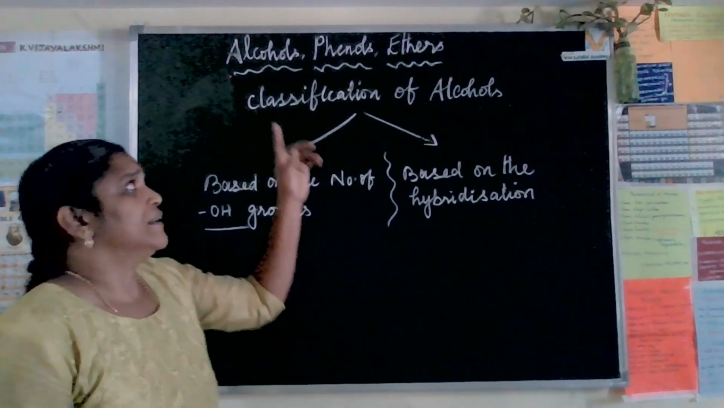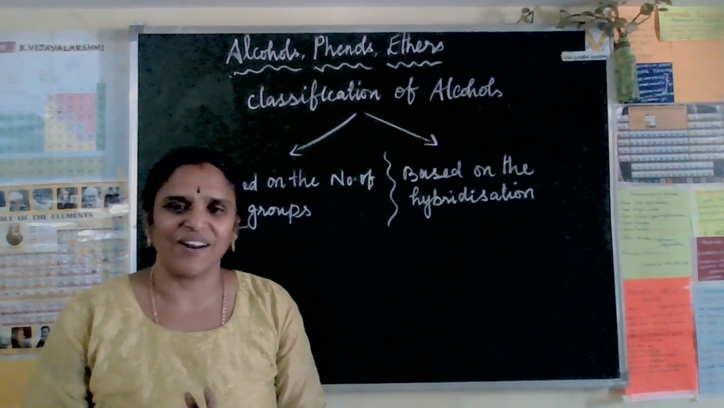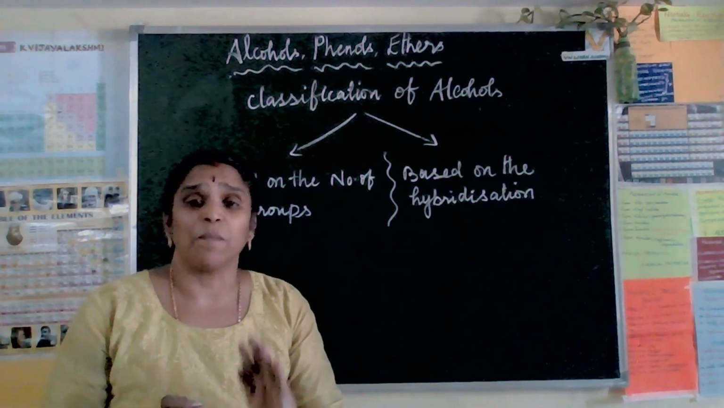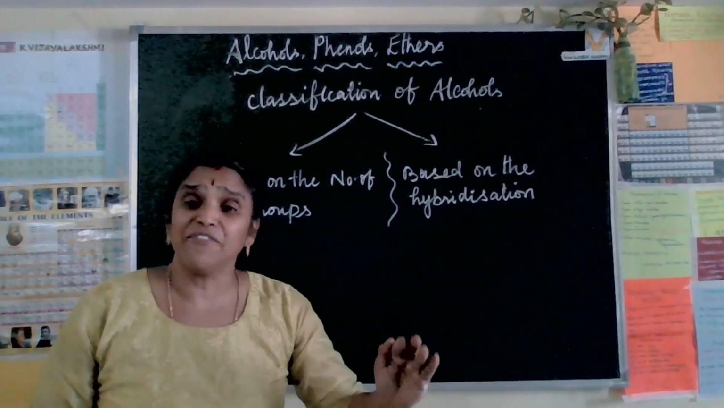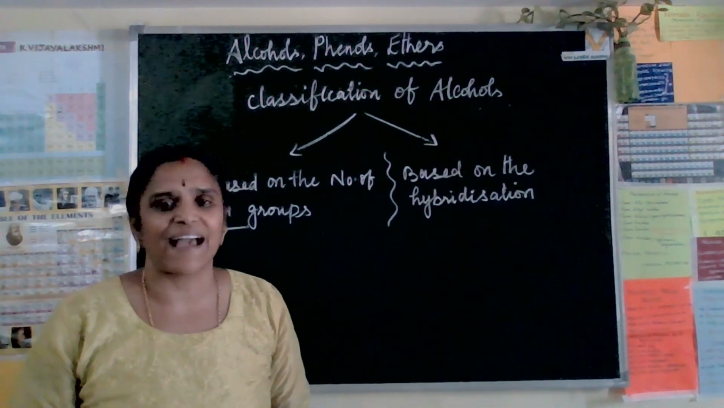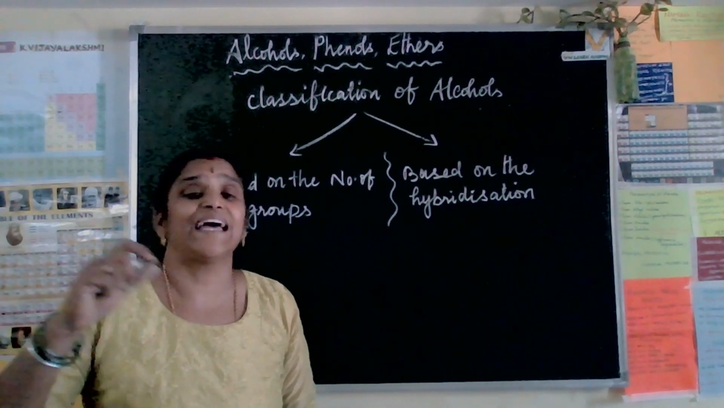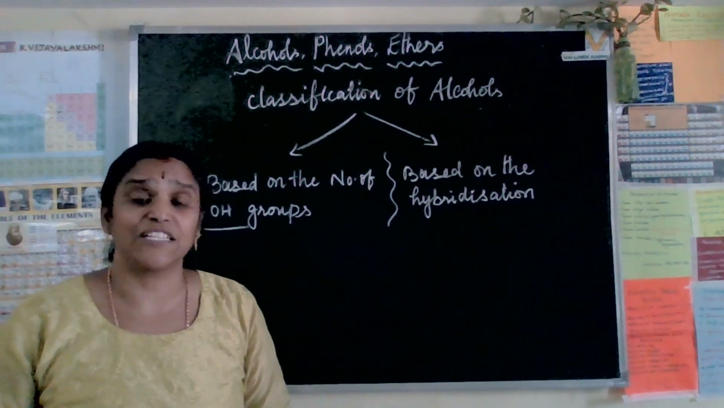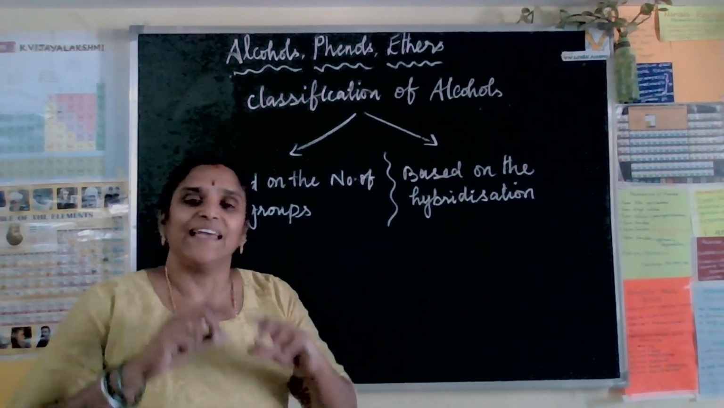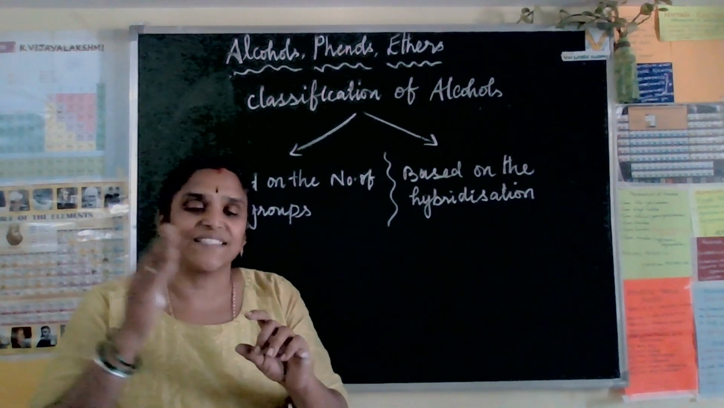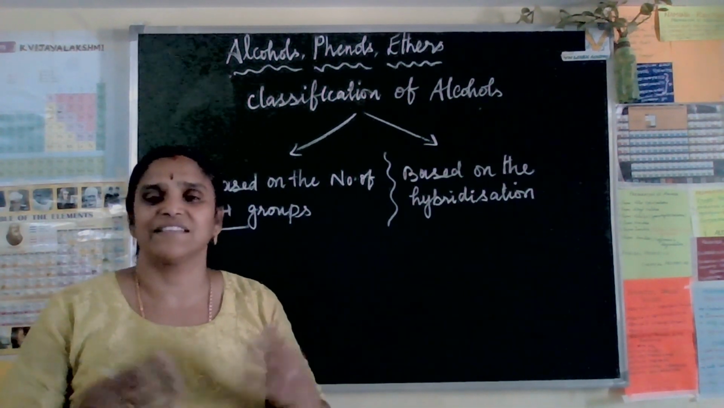Generally, the OH group is an alcoholic group, right? The OH group attaches with aliphatic and aromatic. Aliphatic means generally alkyl groups. Aromatic means benzene, in which the OH group directly attaches, that is phenol. And in the same way, what is ether? In ether, the hydrogen of the OH group is replaced by one alkyl or aryl group.